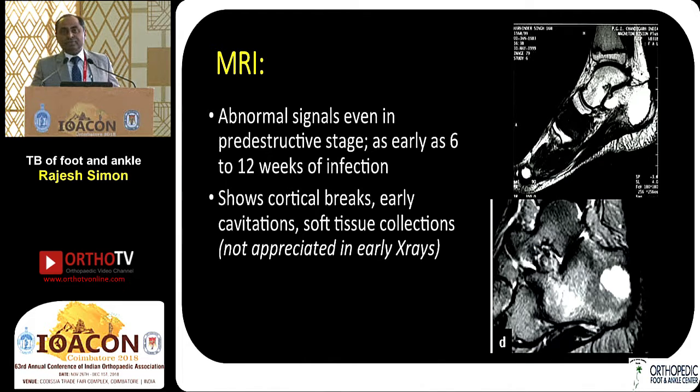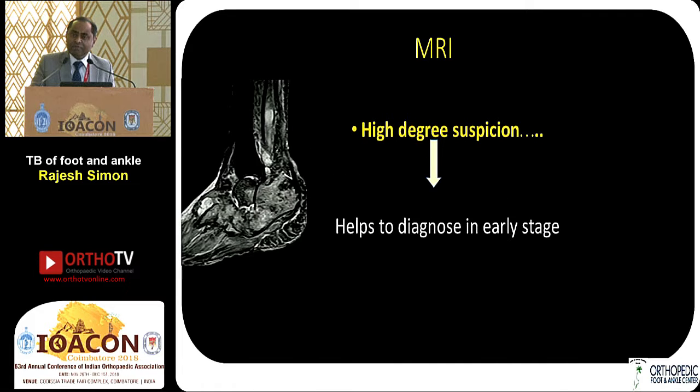The investigation of choice here is an MRI. It picks up the problem at a very early stage, even as early as 6 to 12 weeks. And we can see the soft tissue as well as the bony problems in the MRI. So if you have a suspicion about foot and ankle tuberculosis, then you should get an MRI to get an early diagnosis and start early treatment.